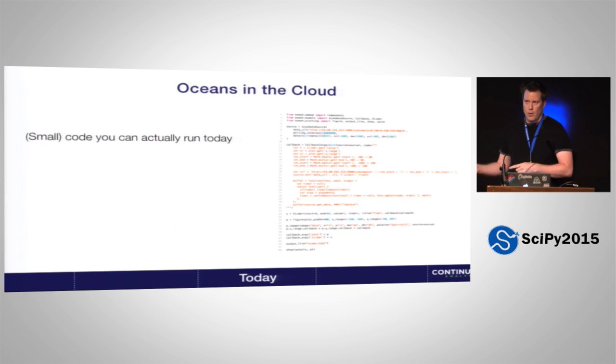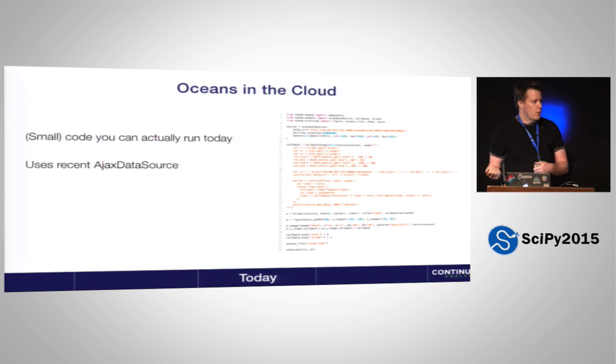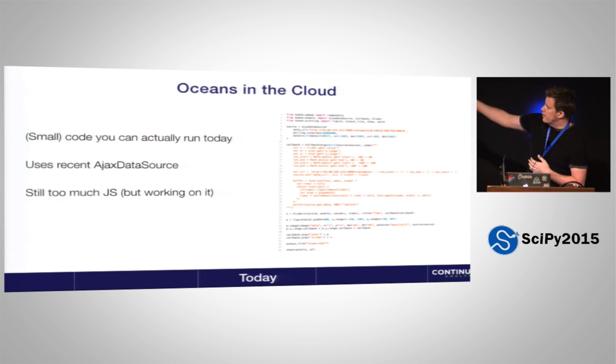What's different from a year ago to today is this is the script that I ran to get that plot, right? It's a fairly small chunk of code that anyone could run today. It uses the recent Ajax data source that allows you to pull any Ajax REST endpoint you want for data and incorporate that directly into a Bokeh plot in the client. Still a little bit too much JS in there.